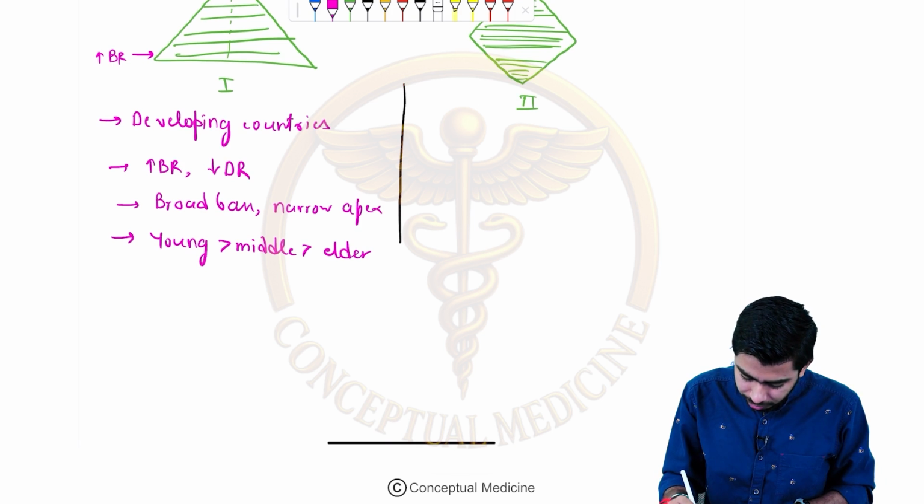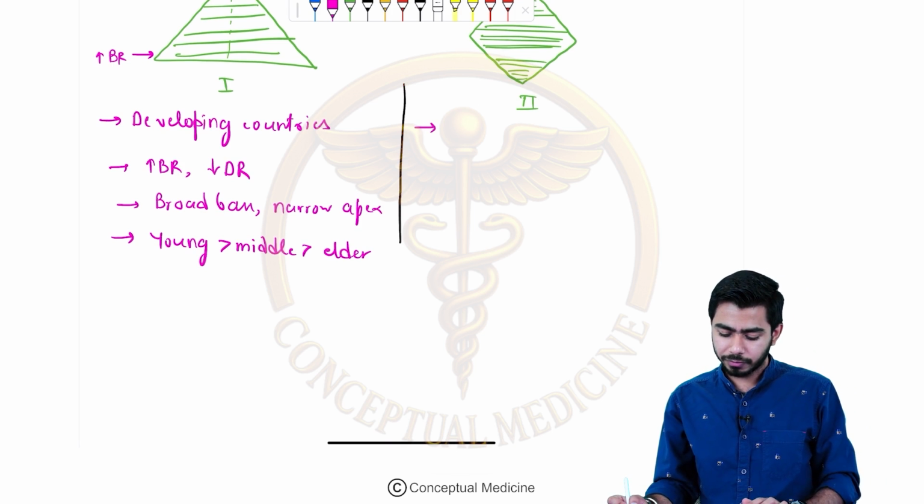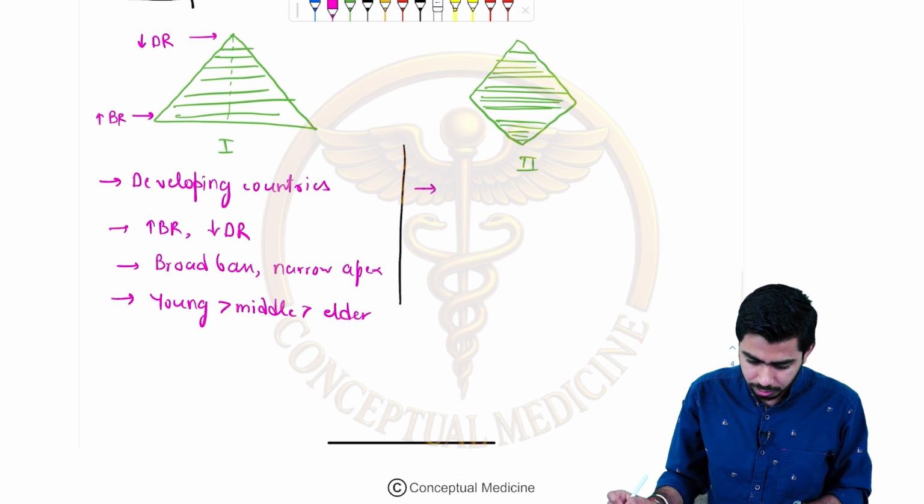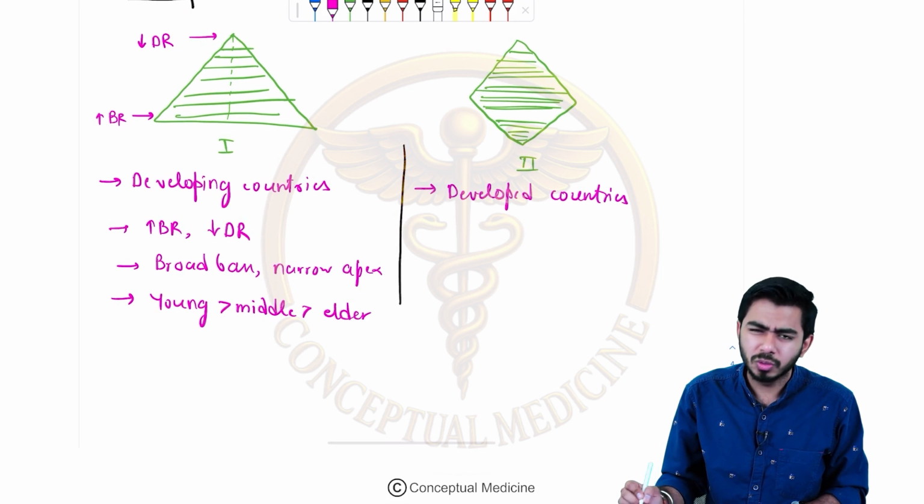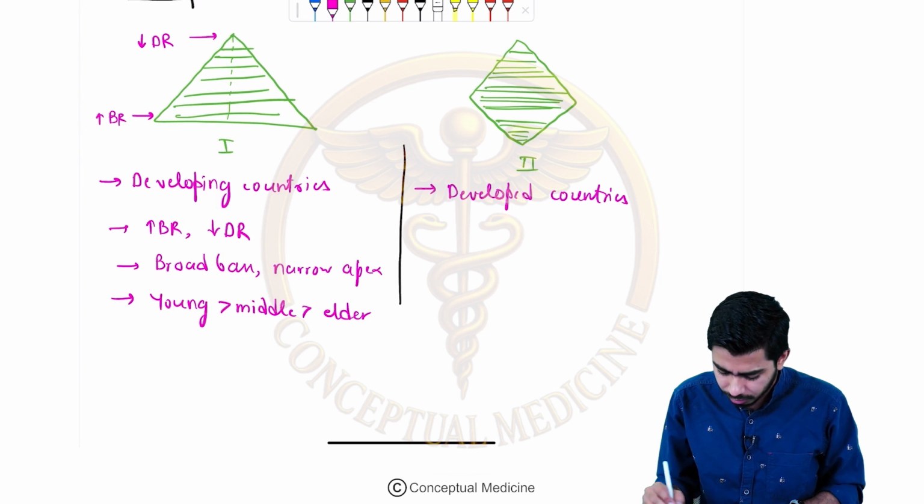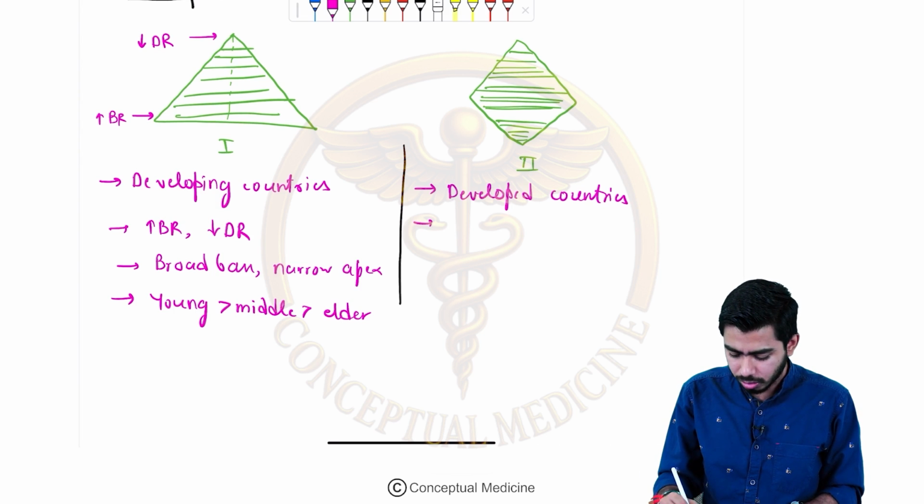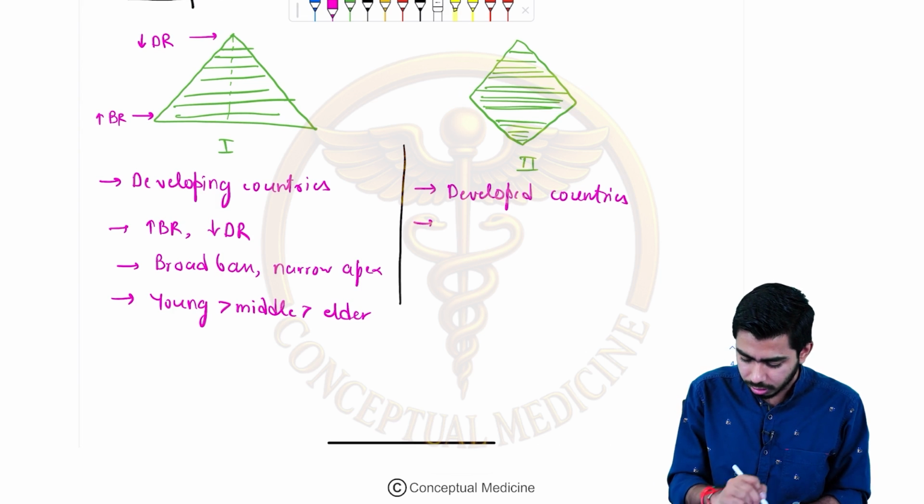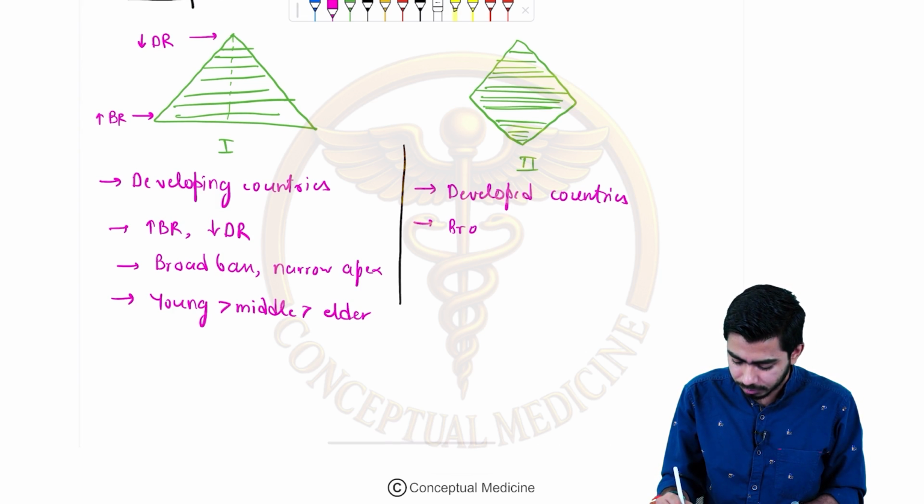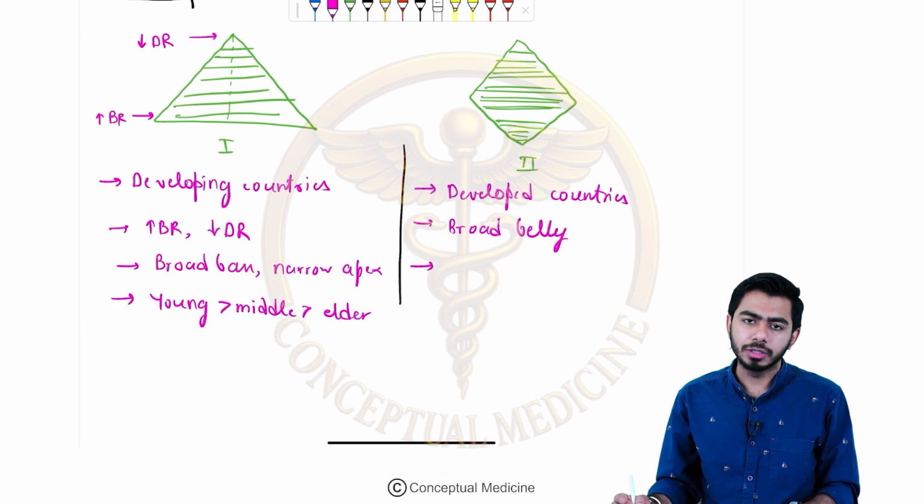On the other side, we shall write that in the second category of the age pyramid, this kind of age pyramid is seen for the developed countries. For example, US, UK, these kinds of countries. And we shall talk about here. We have this belly. This belly is the broad belly, right? This is the broad belly over here, right?